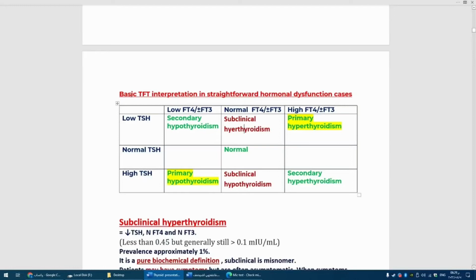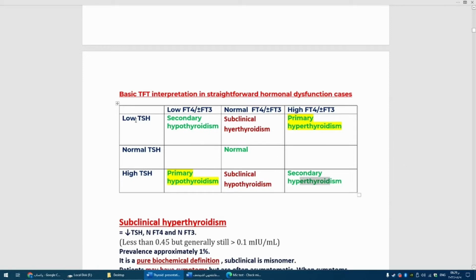Good afternoon. This is an oversimplification of basic thyroid function tests interpretation in the usual pattern or straightforward case. It assumes that you have a combination of thyroid function tests: free T3, free T4, and TSH. First, look to the thyroid hormone. If they are low, then this is hypothyroidism. If they are high, then this is hyperthyroidism.